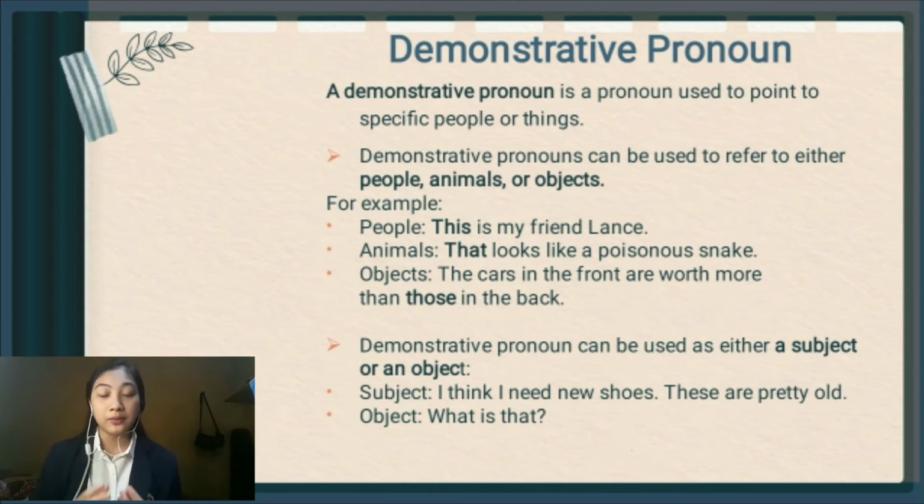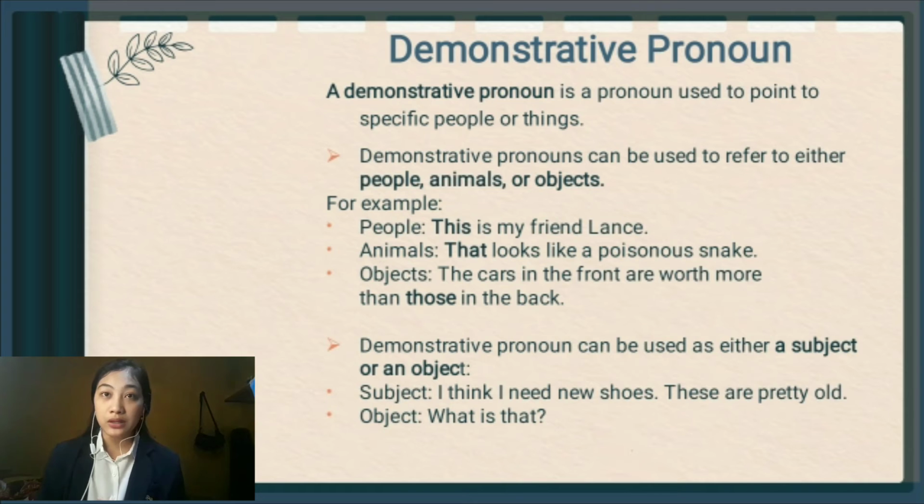Demonstrative pronouns can be used to refer to people, animals, or objects. For example, for people, this is my friend Lunch. For animals, that looks like a poisonous snake. For objects, the cars in the front are worth more than those in the back.